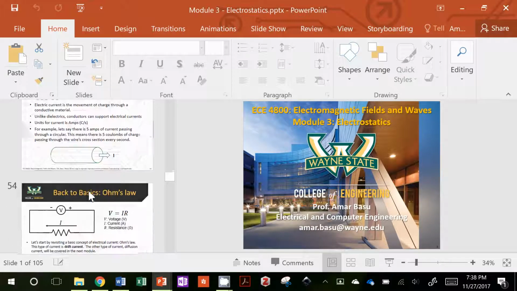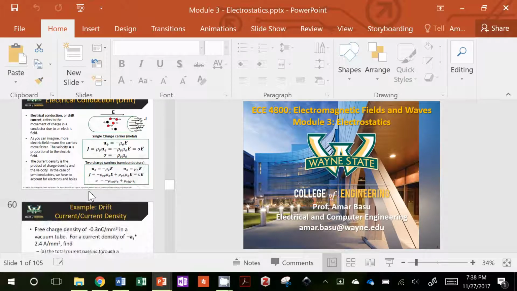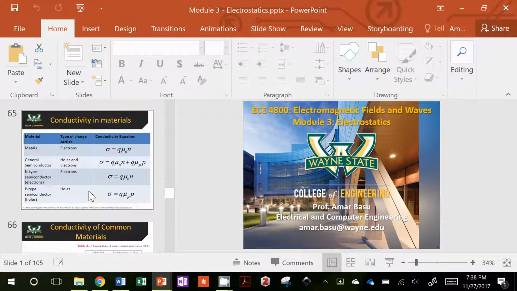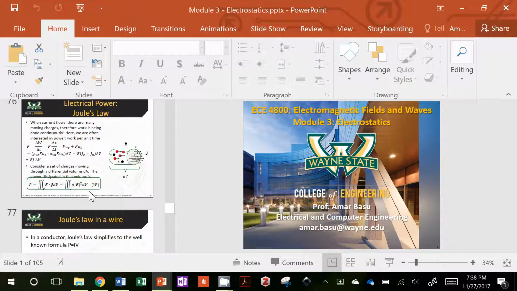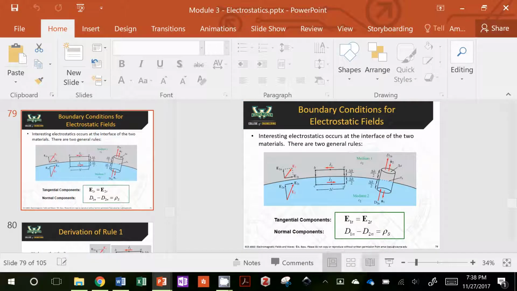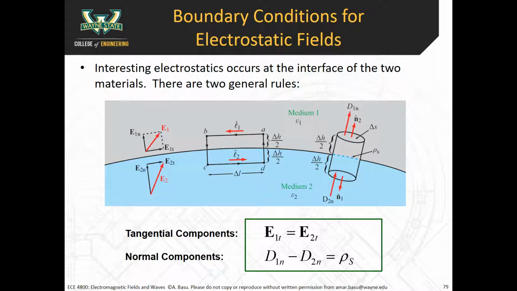So if we're going to go to the section where we talk about boundary conditions, the fields at interfaces. This is how you solve electrostatics fields at interfaces. You use these two key boundary conditions. The tangential components of the electric field are continuous, and the difference in the normal components of the displacement fields is equal to the charge density.